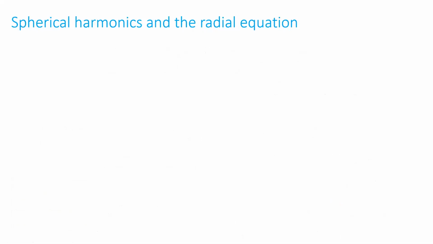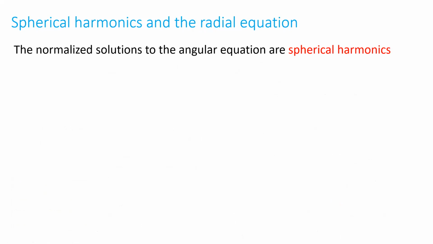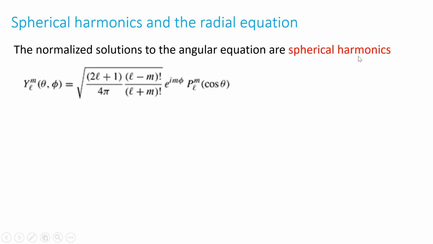Okay, so let's start to wrap up. We can combine the two angular functions into something interesting called spherical harmonics. The solutions to the angular equation, when we combine the theta and the phi functions, are called spherical harmonics. Okay, and they look like this.